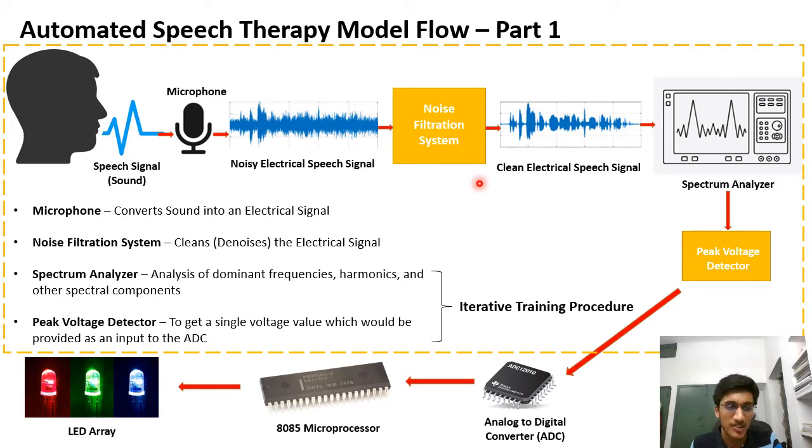In the first part of the model, we essentially have a microphone, and this microphone is a transducer, which would convert the sound into an electrical signal. This electrical signal would be noisy because of the inherent noise in the transduction process that the microphone carries out. A noise filtration system would then be used to clean or denoise this electrical speech signal.